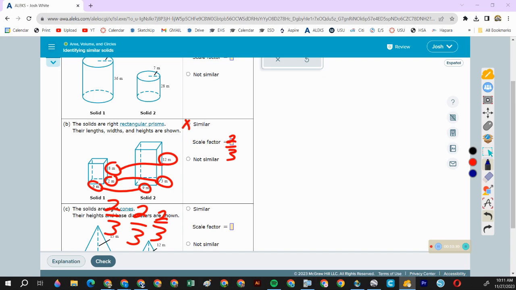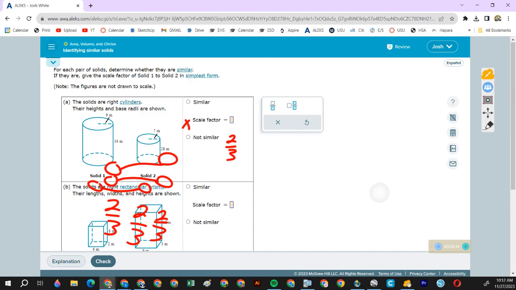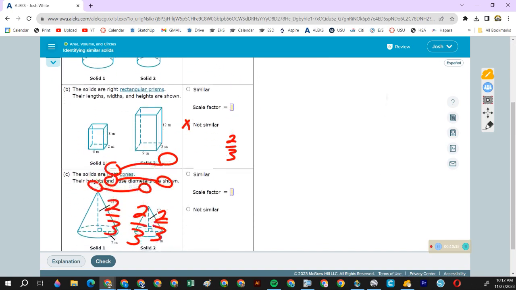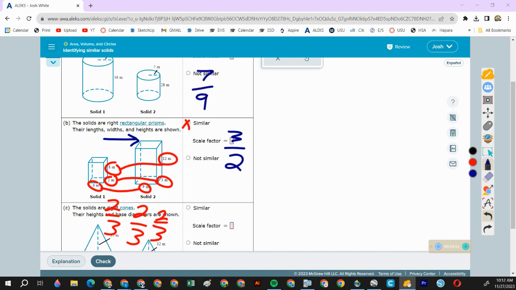Oh, which one does it want us to compare? Give the scale factor of 1 to 2. So I got it backwards. So it wants to know if we go in this direction, what is the scale factor? We're going from small to big. So the scale factor is going to be 3/2, which means the scale factor of the original one was 7/9.